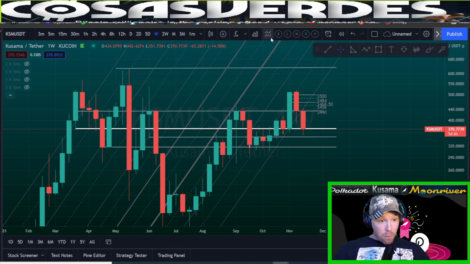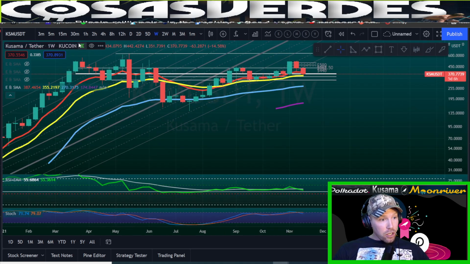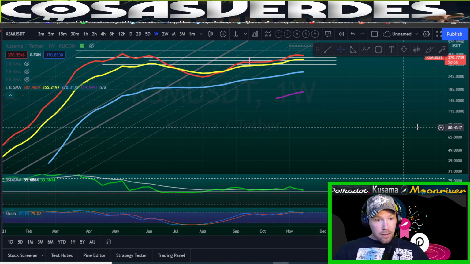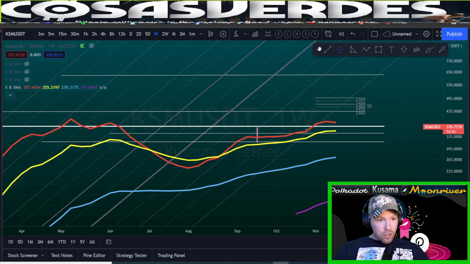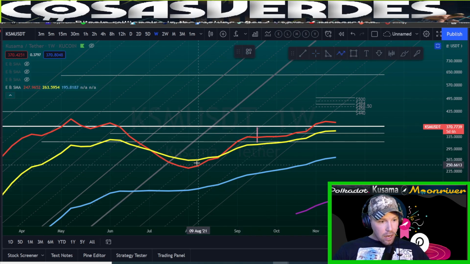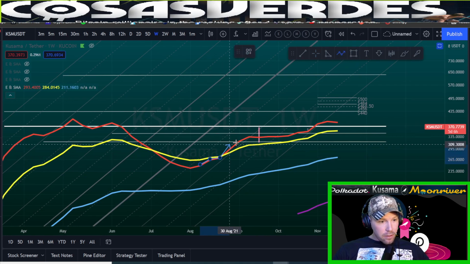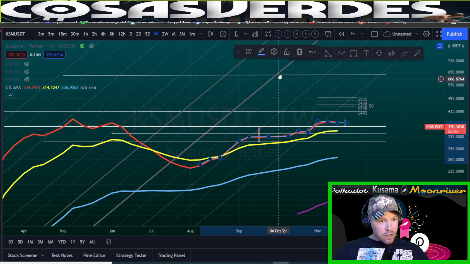Now I need to put my EMAs on. I'm going to take price off so I can see the EMAs better, right? And now I'm going to use this tool here. It's called Path. And I'm going to draw over the weekly 10. Maybe extend it just a tiny bit. Make it red.